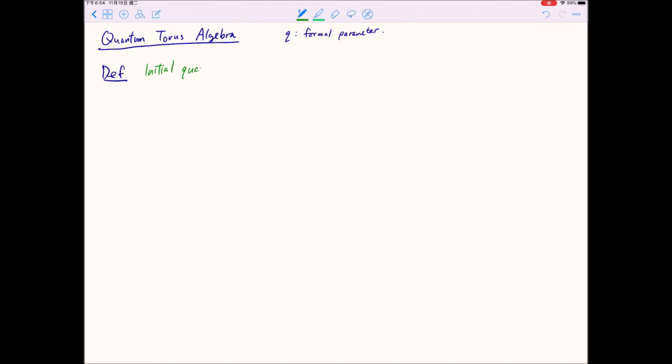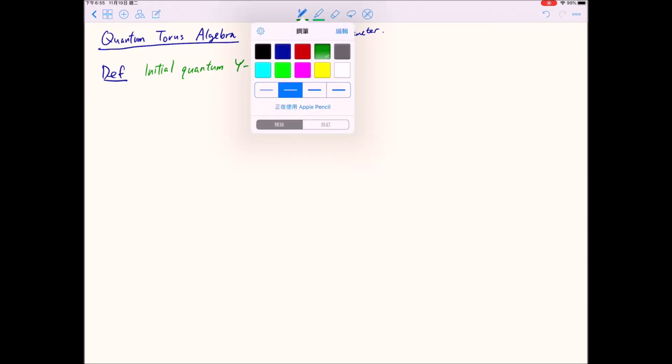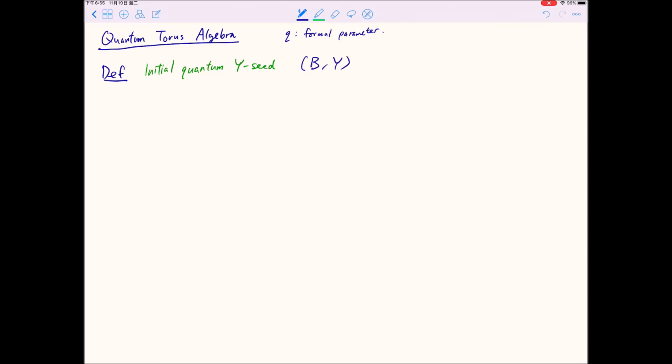So as in cluster algebra, we want to have some initial seed, and we are taking the Y version. So we have initial seed B and Y. B is just the usual exchange matrix, so there's nothing changed here. Skew symmetric, or skew symmetrizable, I think. Yeah, skew symmetrizable. Well, for simplicity, let's just take skew symmetric.